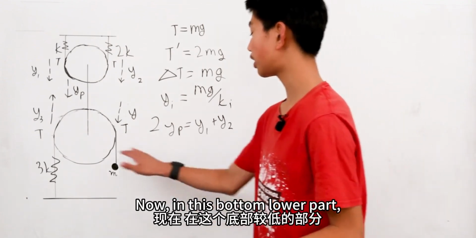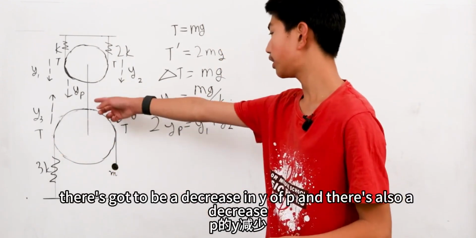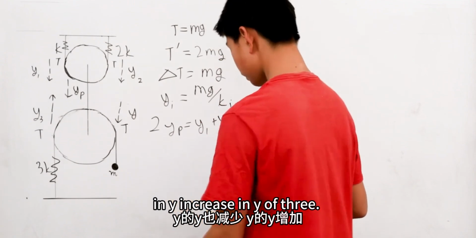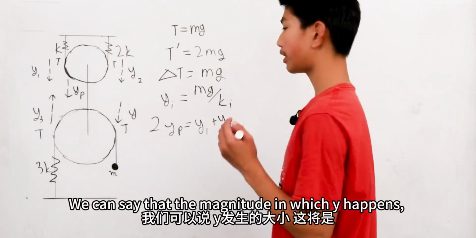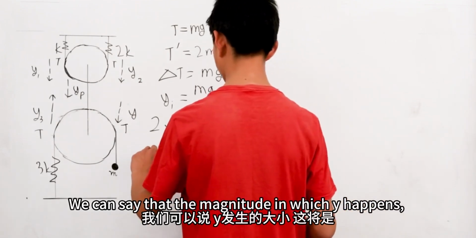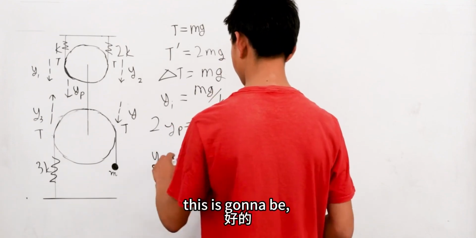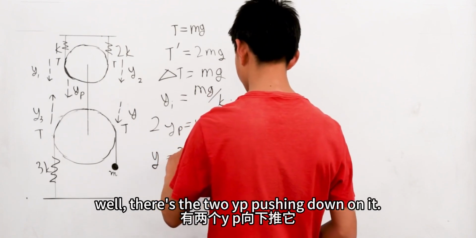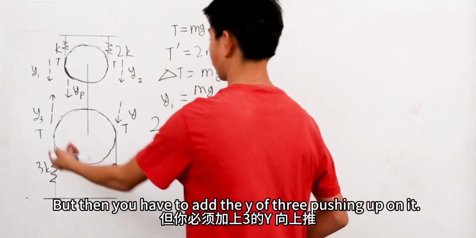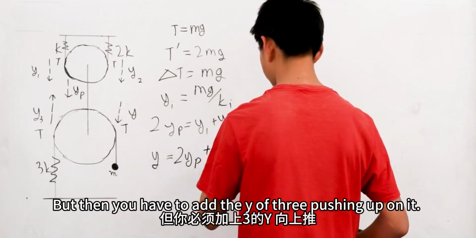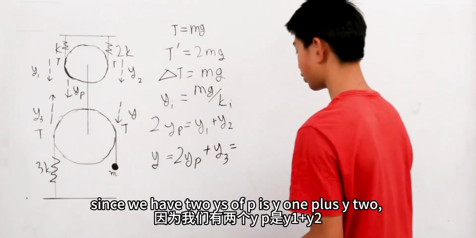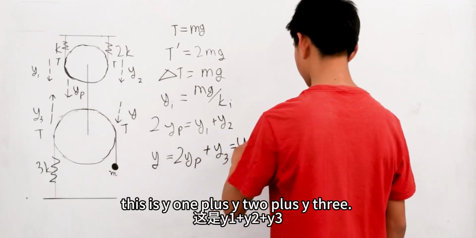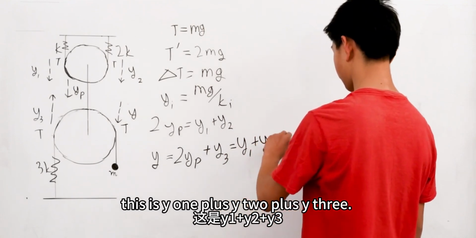Now, in this bottom lower part, there's got to be a decrease in yp, and there's also an increase in y3. So we can say that the magnitude of y is going to be the 2yp pushing down on it, but then you have to add the y3 pushing up on it. And since we have 2yp equal to y1 plus y2, this is y1 plus y2 plus y3.